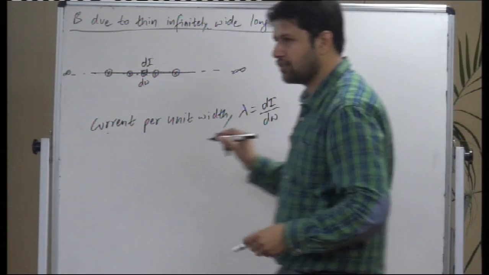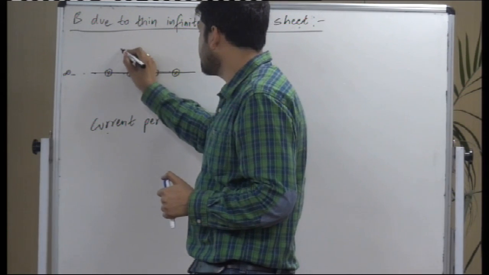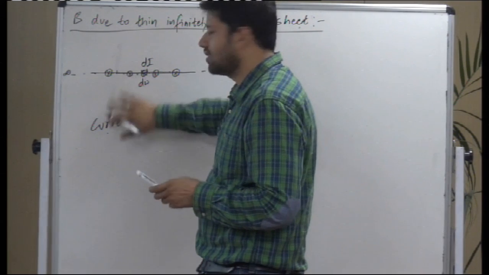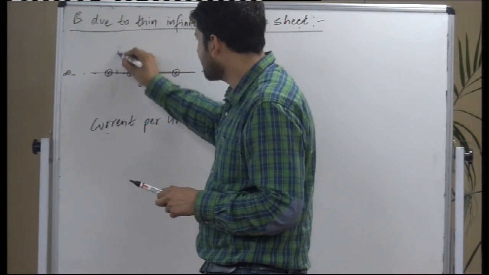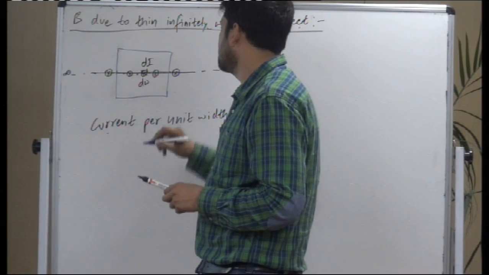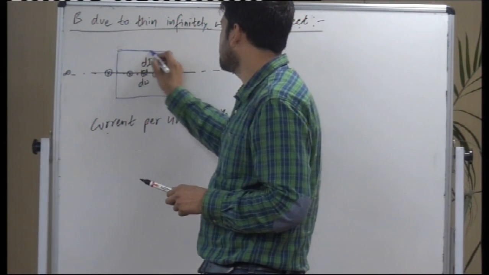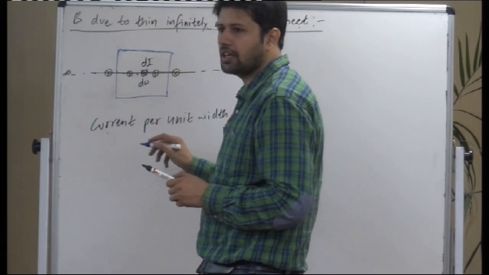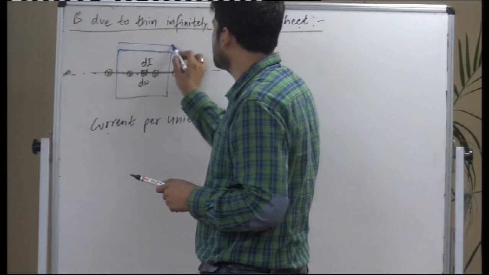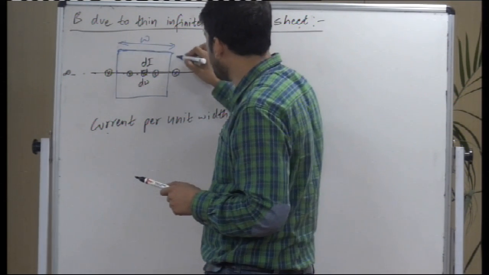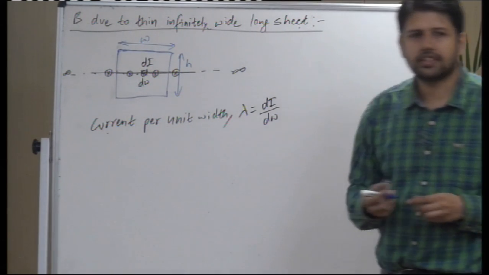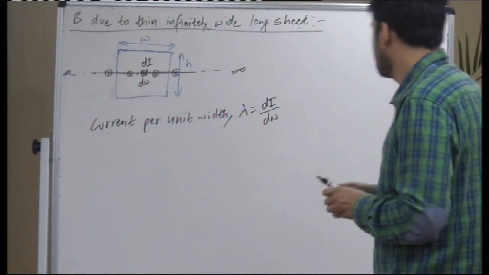If the sheet is uniform, okay. Now to find this, consider, let me draw it with the blue. The Amperian loop is, I'm trying to draw it in blue so that we have some color codes for identification. Consider this Amperian loop, a rectangular Amperian loop. The width is W and the height is H, you may call it. The width is W, the height is H.